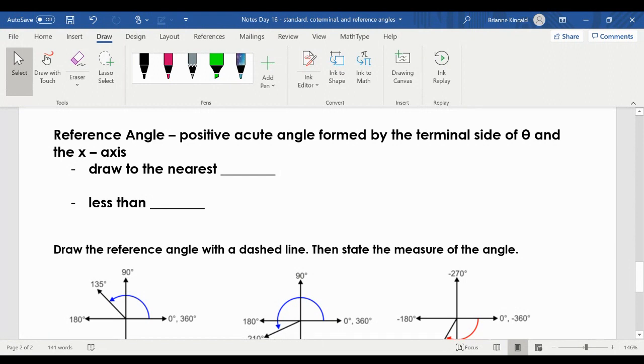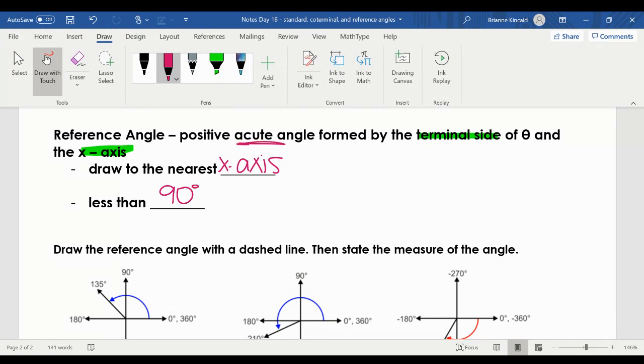The last thing we want to talk about, which is probably the most important, is called the reference angle. It's the positive acute angle formed by the terminal side and the x-axis. We always draw to the nearest x-axis. I cannot stress that enough. There's always somebody that tries to draw to the y-axis. It goes to the x-axis. It goes to the horizontal. And it's always less than 90 degrees because it is an acute angle.